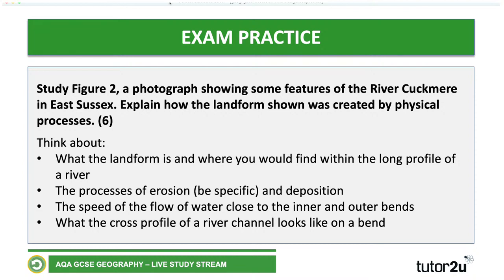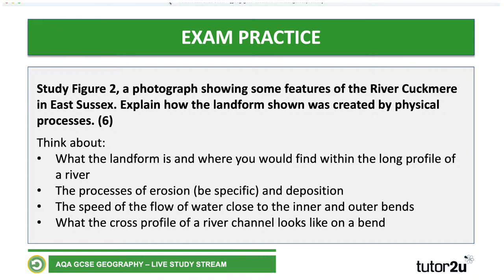So we need to think about what the landform is, and where you would find it within the long profile of a river. Hopefully, from this evening session, you know that will be found in the middle course of that river. We need to know about the processes of erosion taking place. Be specific here. Which of the four processes are actually operating on those bends? And we need to think about deposition at the same time. Obviously, that's a really important part of meander formation. We need to think about the speed of the flow of water close to those inner and outer bends, and what the cross profile of that river channel actually looks like on a bend.